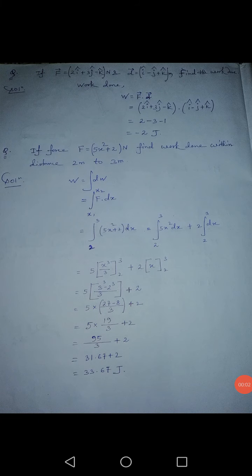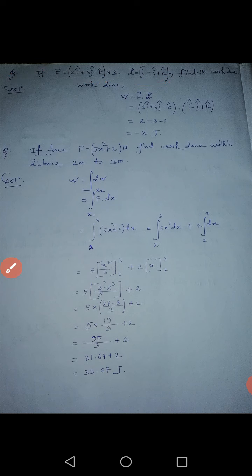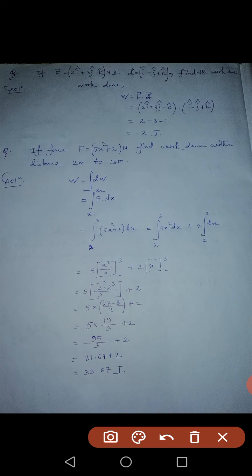In today's video, we will discuss two sums related to work done. So the first question is, if F is equal to this much of Newton, and D means displacement or distance, is equal to this much of meter, find the work done. So in the previous video, you already got the concept that work done, W, is nothing but the dot product of force and displacement.